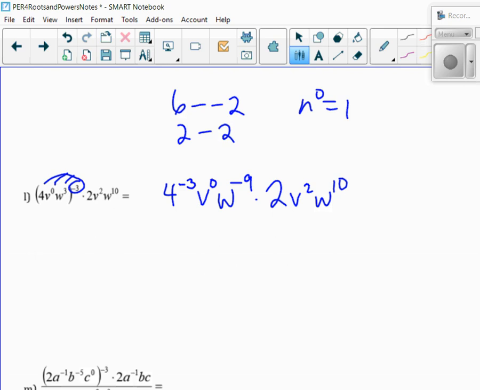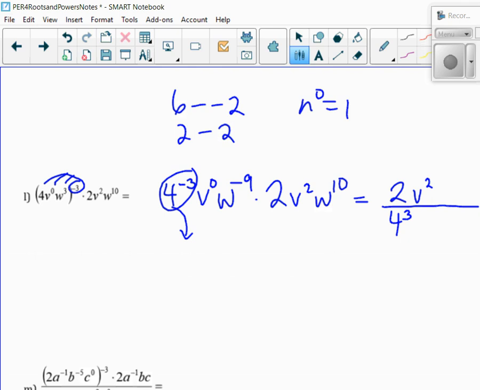So what am I going to do? Well, I have to move this to the bottom. Yes? So 2 is going to stay on top. 4 to the power 3 is on the bottom. Okay? Is everybody good with what I did so far? Now we're going to do the exponent laws for multiplying. v to the power 0 times v to the power 2. We add the exponents and we get v to the power 2, because really this is like having nothing there. We just have v squared, right?